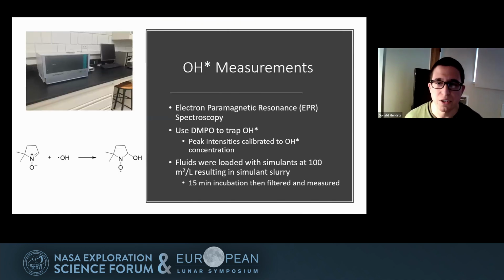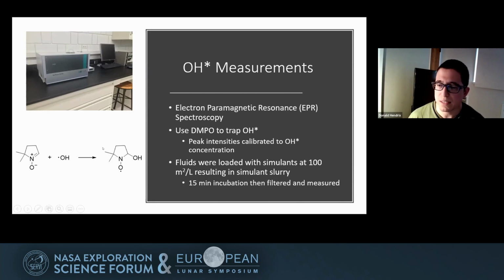How we measure OH radical is through a technique called electron paramagnetic resonance, or EPR spectroscopy. Basically, we take about 100 meters squared per liter of sample, which is based on the surface area of the dust simulants, and then we incubate that in 0.5 milliliter of an organic compound known as DMPO. This is the organic molecule, DMPO, and it will react with any hydroxyl radical generated in solution by any of the 3 simulants.